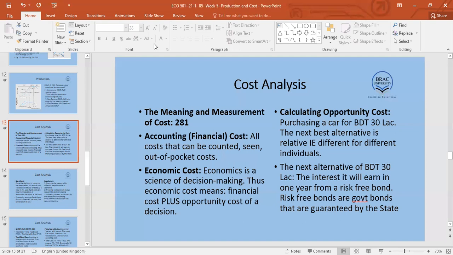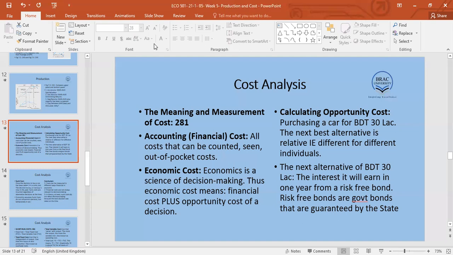The next best alternative of BD 30 lakhs will be, if I didn't spend the money, how much interest would this money earn in 1 year from a risk-free bond? What is a risk-free bond? A risk-free bond is that if the person to whom I give the money guarantees me that it will earn 10% interest at the end of the year, this debt will be honored, come what may. Such a debt can only be honored if we buy government bonds, because the government is a very effective guarantor that, okay, this is the amount of money that we will be earning.